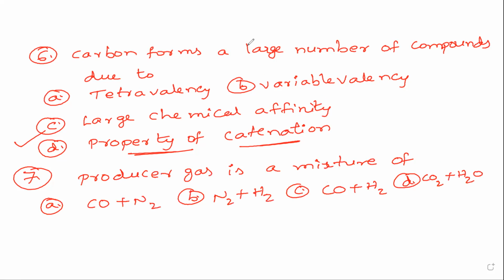Producer gas is a mixture of carbon monoxide plus nitrogen. The answer is A. The mixture of carbon monoxide plus hydrogen is called water gas or syngas. So this is called producer gas. The answer is the first option, not option C. For our understanding, I have written this also. Try to understand.